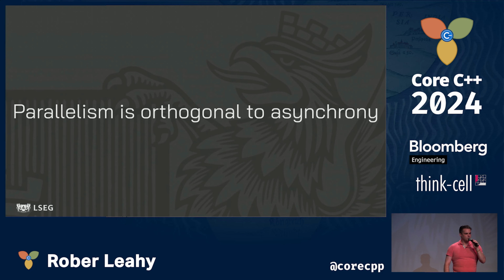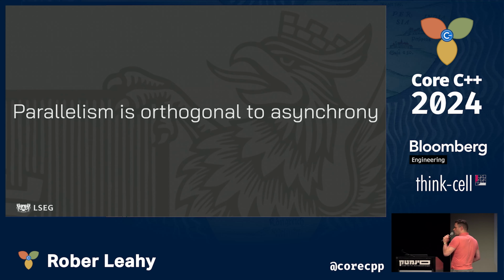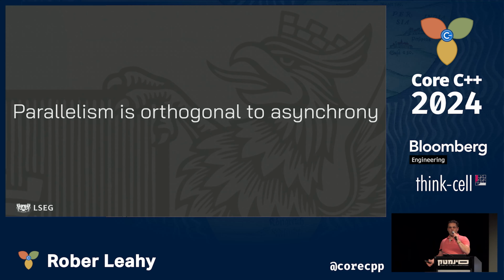is orthogonal to asynchrony, which means that std execution is concerned only with concurrency, with dividing operations into small parts that can be scheduled independently. It says nothing about whether any of those parts actually run in parallel. But in answering that question, I said a key word. I triggered us to ask a follow-up question.